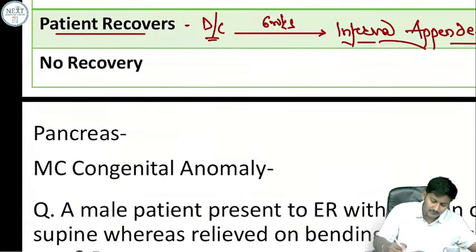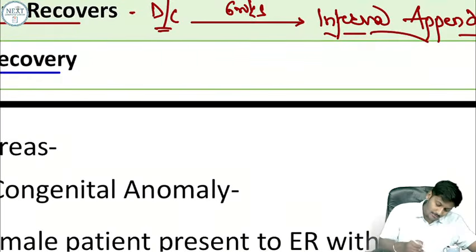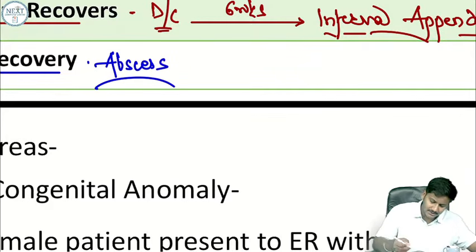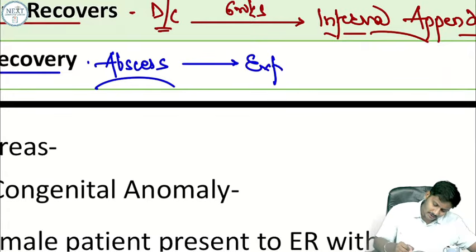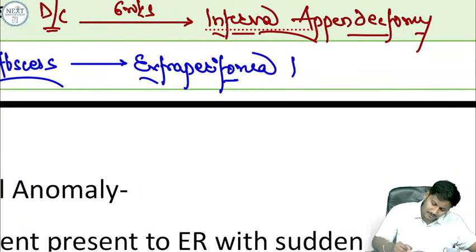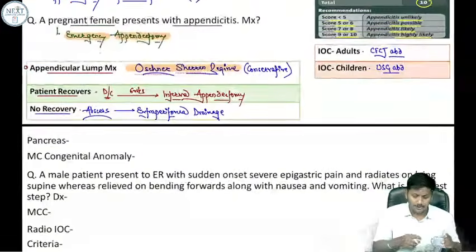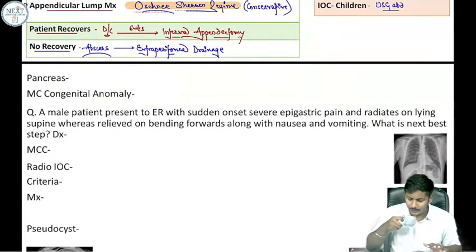If there is no recovery, you are monitoring the patient of appendicular lump after conservative management, but still there is no recovery. That means what you were palpating was not an appendicular lump, it was an appendicular abscess. And if it is an appendicular abscess, it will not get treated only by conservative management. Better go for an extraperitoneal drainage. In this condition, you have to go for extraperitoneal drainage, then definitely the patient's condition is going to improve. Clear? So these are the important points that you need to remember about appendix.